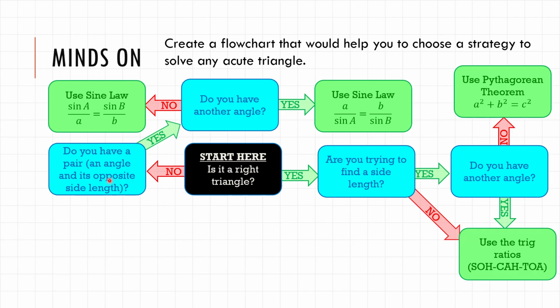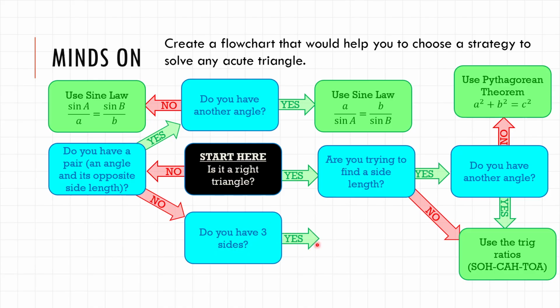If we don't have a pair, though, so if the answer to this question is no, well, then we can't use the sine law. We must use the cosine law. But there's, of course, two different ways we can do that. We can either solve for a side or an angle. If we do have three sides, then we're definitely going to be solving for the angles, and we would use the version of the cosine law that has the angle isolated.